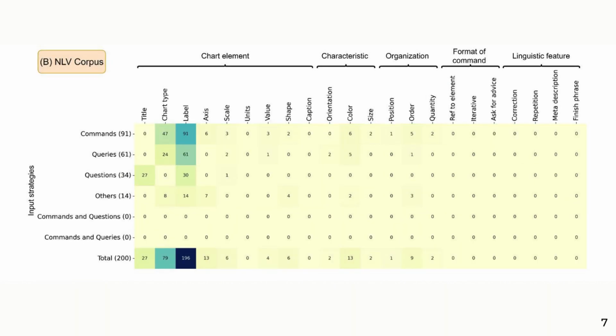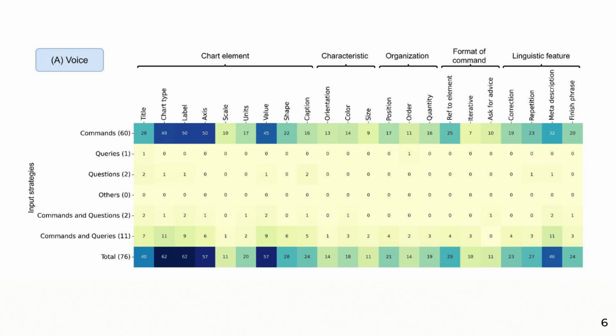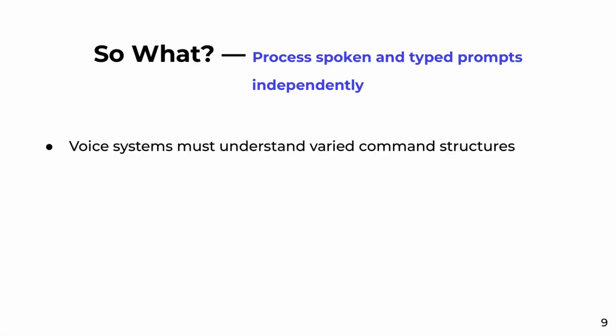Comparing it with text instructions from the NLV corpus and synthetic text instructions from the NV bench, we found that while both text and voice instructions often cover the basic chart elements and element organization, voice descriptions have a variety of command formats, element characteristics, and complex linguistic features. Our findings on the differences in how people express chart authoring instructions in text and voice surface the need for independent processing of spoken and typed prompts.